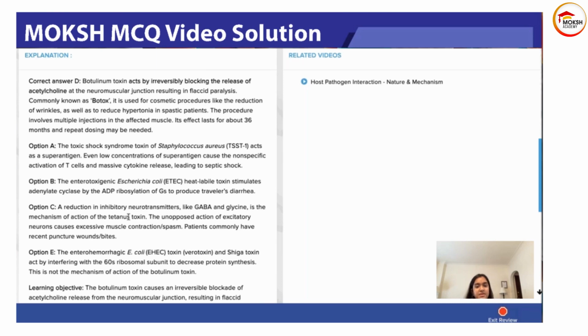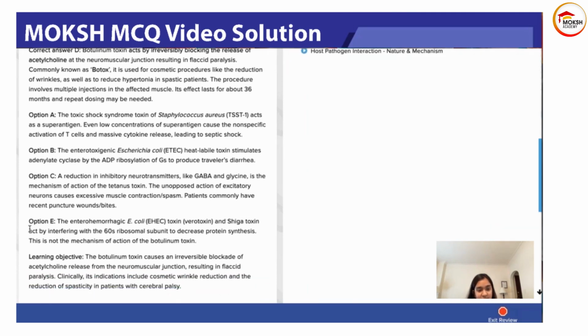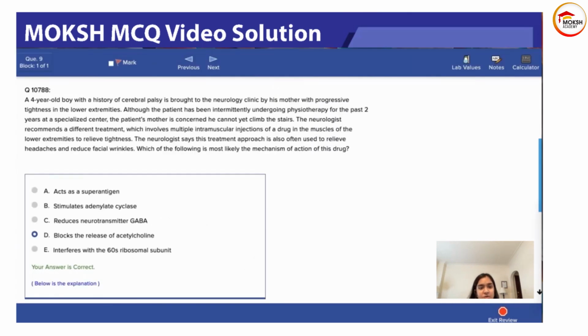Okay, so the unopposed action of excitatory neurons causes muscle spasms, and EHEC verotoxin and Shiga toxin act by interfering with the 60S ribosomal subunit to decrease protein synthesis. So this is also a very important mechanism of action to remember, very commonly tested. EHEC, which is the verotoxin, and Shiga toxin interfere with the 60S ribosomal subunit, decrease protein synthesis, and that's how they act. So let's quickly just go over this picture.